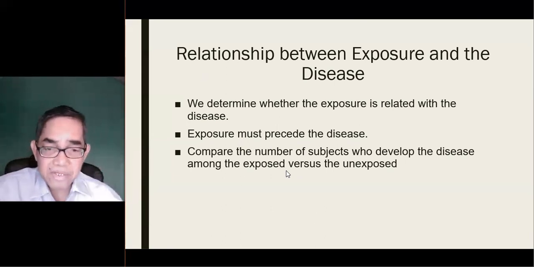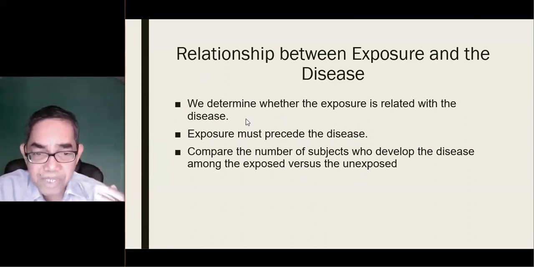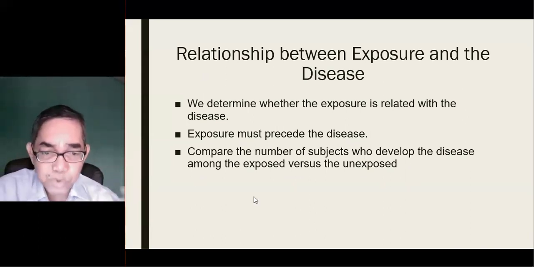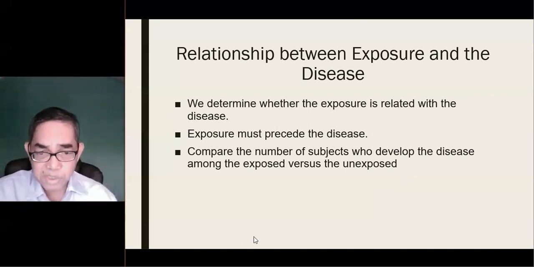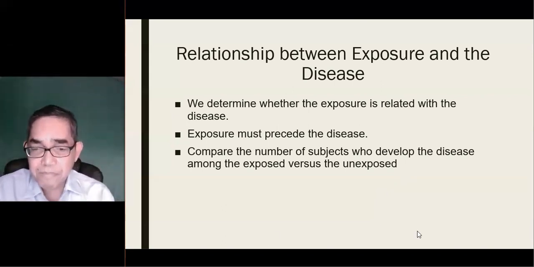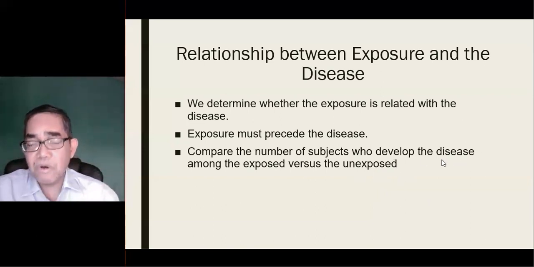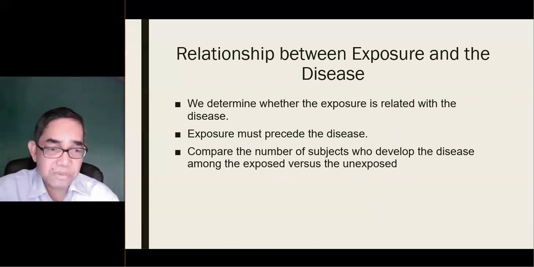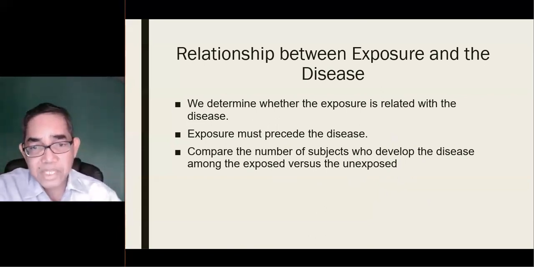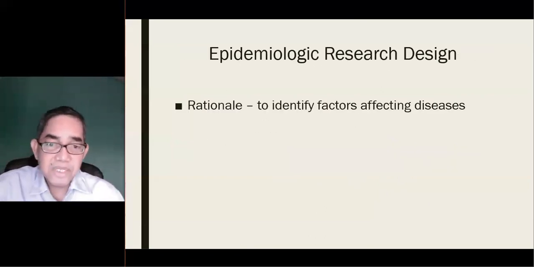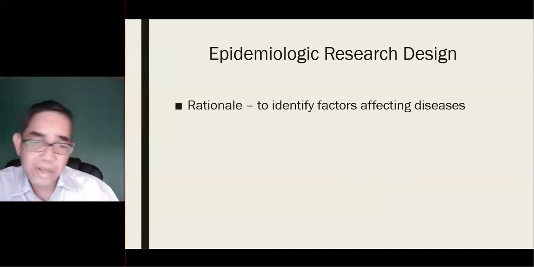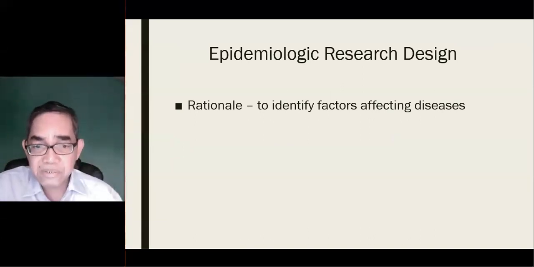And then we compare the number of subjects who develop the disease among the exposed and among the unexposed. So we have two groups, the exposed and the unexposed. We compare the number of people who developed the disease among the exposed and unexposed. This is how you look into that relationship between the exposure and the disease. Now, as I said at the beginning, when we talk of a research design, we're actually talking here of epidemiologic research design.